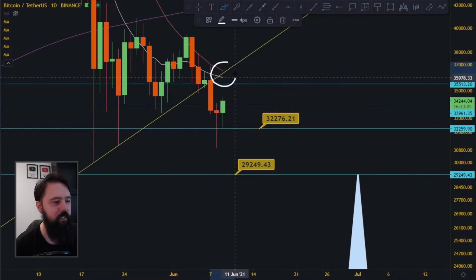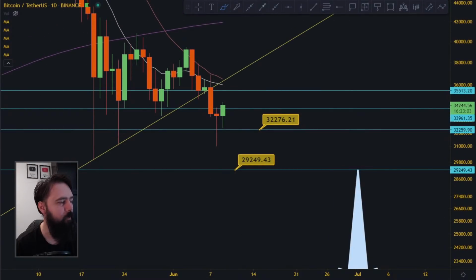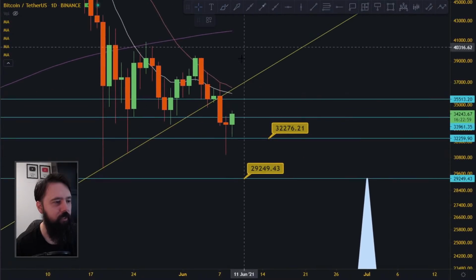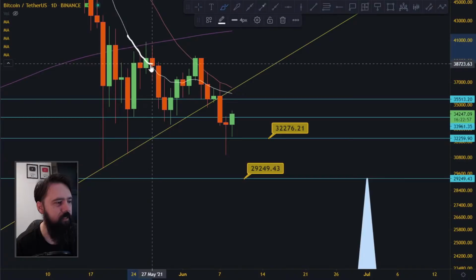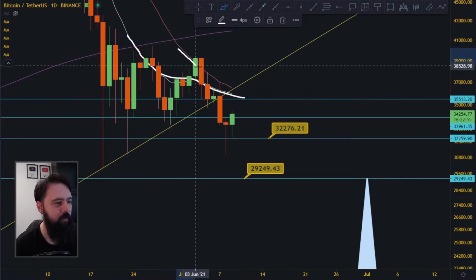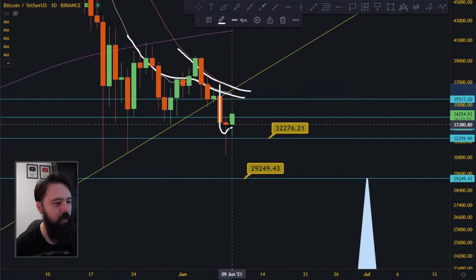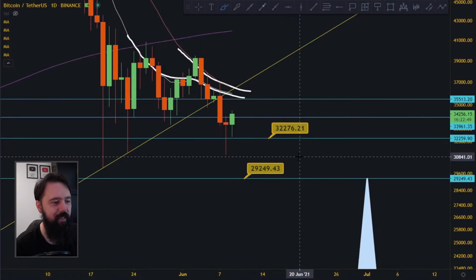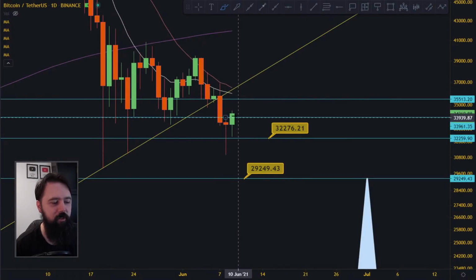Now you're seeing that we have been pushed down by the 10 and 20 moving average on the daily chart over here. It's not actually a good sign, right? We are being pushed down, so it might actually go down even more. But this can take a while. This is a daily chart, so this can take a week or something like that. We'll see how this unfolds.